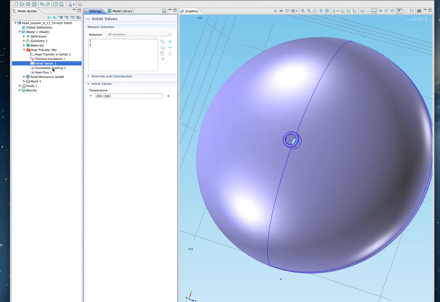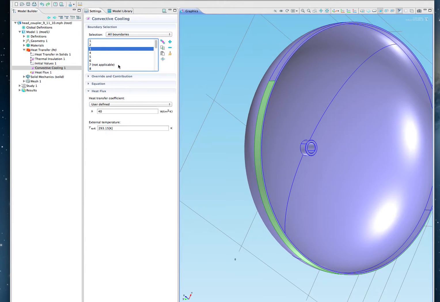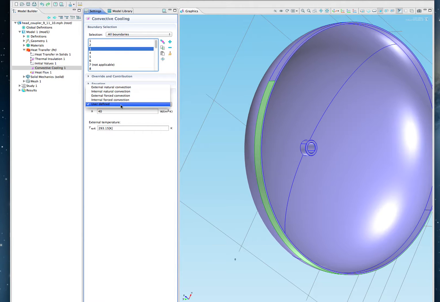So the boundary conditions, I chose convective cooling. Where am I going to do convective cooling? On boundary 1, because each one is marked. 2, 3, which is right here, and so on. So what am I doing on these boundaries? I'm using user-defined value for convection heat transfer. You can also have external natural convection or forced convection. But I have here user-defined value, and I did my research. I found that the heat transfer coefficient is good enough to have 40 watts per meter squared K, and that the external temperature is given here, that I put it in.